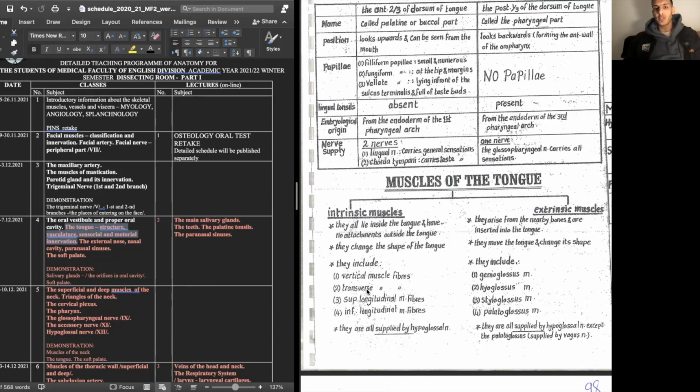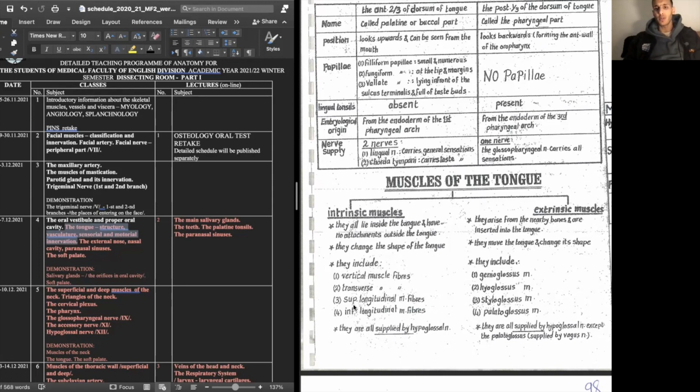They include vertical muscles, transverse, superior longitudinal, inferior longitudinal, and they're all supplied by the hypoglossal nerve. And you have to know those muscles and study them and their innervation. As you guys see here, motorial innervation, sensorial innervation. We've discussed a little bit about the sensorial innervation here. Now we're going to discuss the motorial innervation. And the first one that controls the intrinsic muscle that controls the shape of the tongue is the hypoglossal nerve.